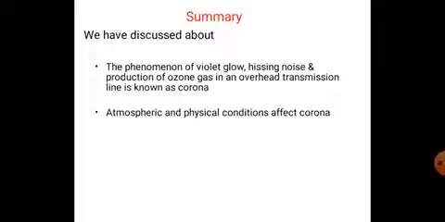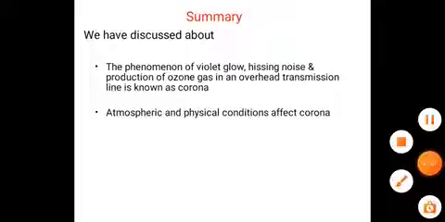And next, Ferranti effect and corona. The Ferranti effect is nothing but the receiving end voltage being more than the sending end voltage. Corona is nothing but the phenomenon of violet glow, hissing noise, and production of ozone gas in a transmission line. And what are the factors affecting the corona? Line voltages, weather conditions, atmospheric conditions, number of conductors, and the spacing between the conductors. So these are the factors affecting the corona.